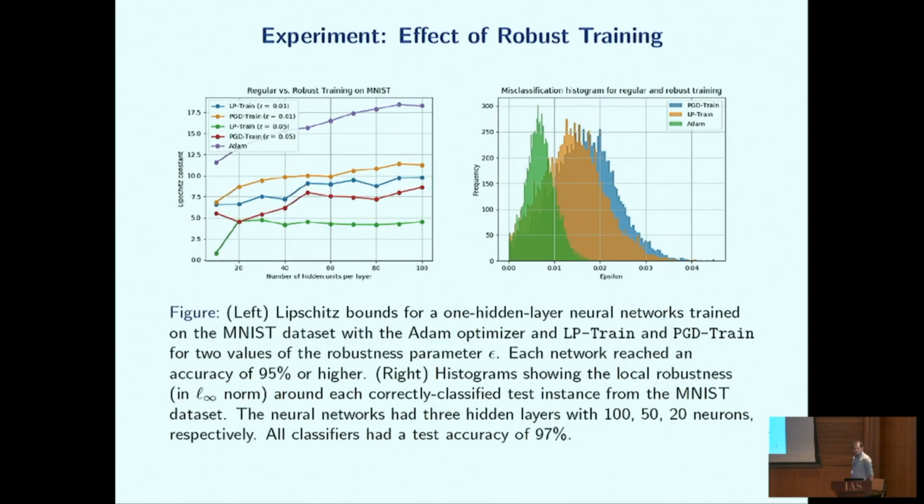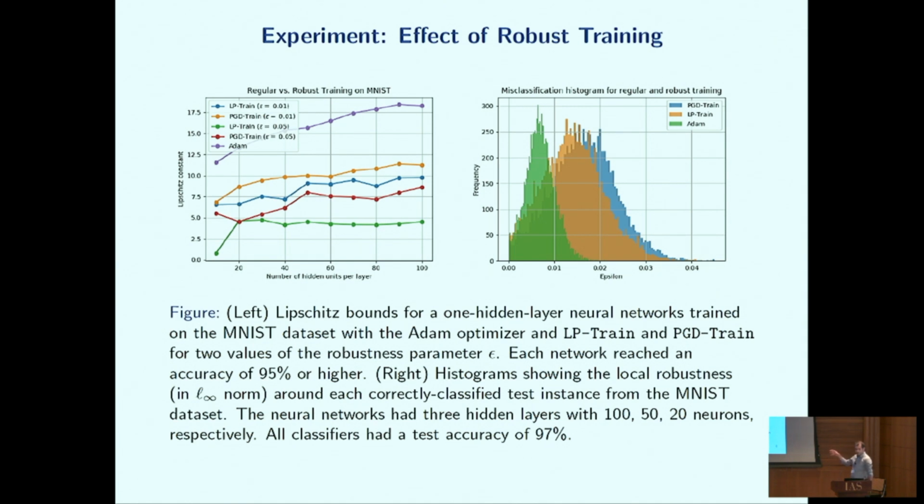So we did experiments on the MNIST data set. Explicitly, we trained 3 neural networks using 3 training methods in order to study the effect of the training on the Lipschitz constant. So we used the Adam optimizer, the LP train of Wong and Kolter, and the PGD train of Aleksander Madry. So we trained the neural networks on the MNIST data set, and we computed the histogram of the epsilon perturbation balls on the input of the neural networks.